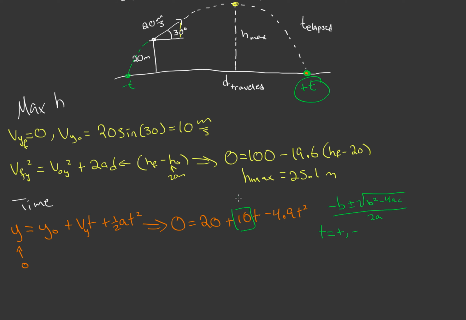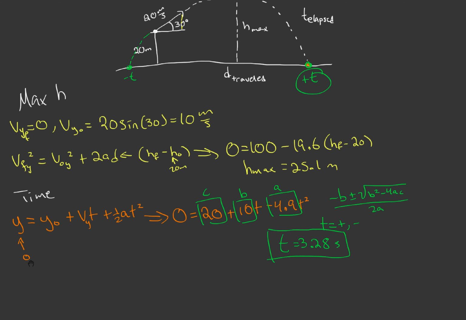So if this is your b right here, this is your c, and this is your a, if you solve for the positive time, you end up getting t is equal to 3.28 seconds. That means that the ball's in the air for 3.28 seconds.